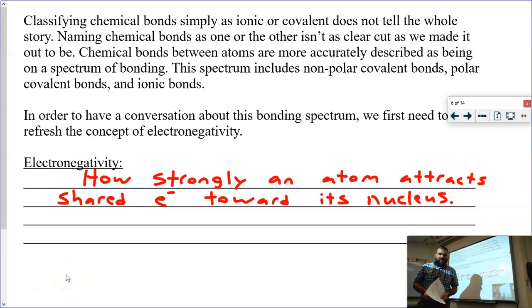Hey everybody, happy Monday. Let's pick up 2.1 and move forward with this. My goal for today is to finish the 2.1 note sheet. There's not a ton left to do. We're going to talk about electronegativity. We're going to talk about the different types of bonds and the bonding spectrum in chemistry. And then we'll call it a day after we finish this 2.1 worksheet.